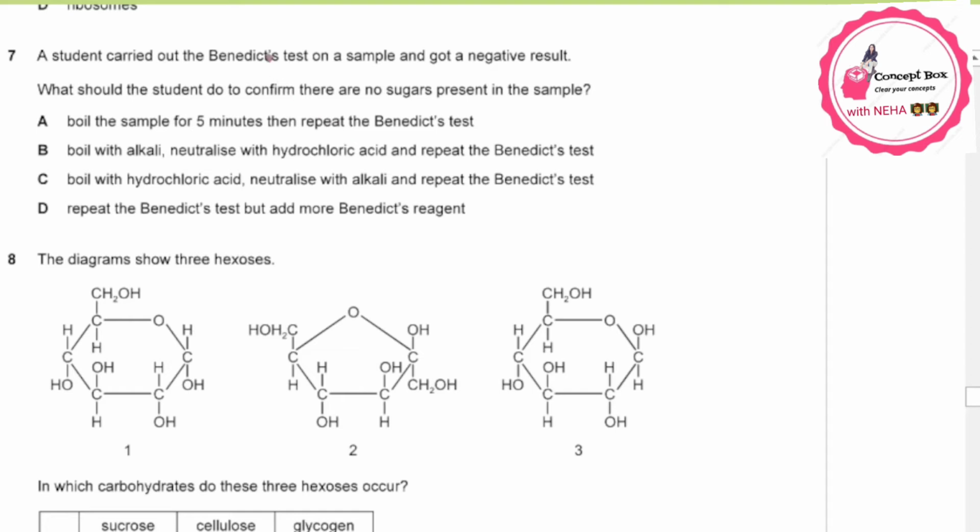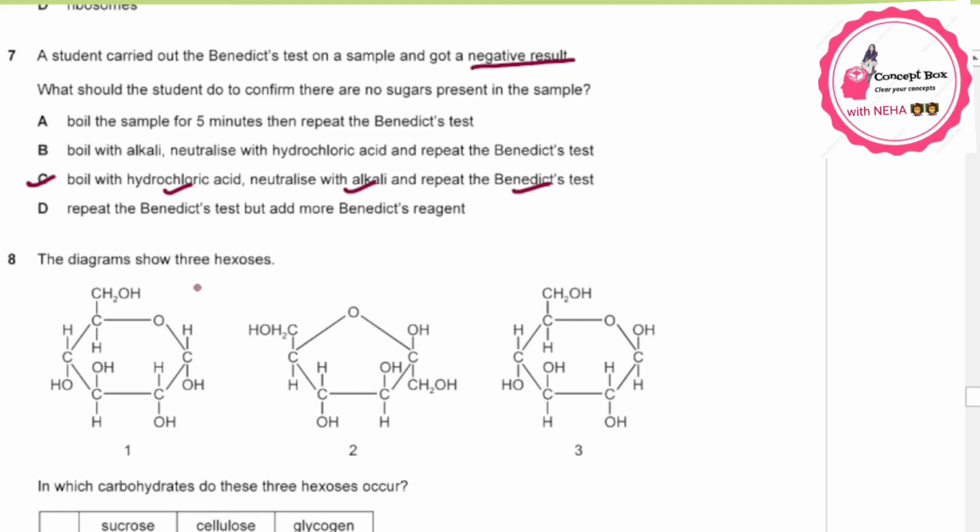a student carried out a Benedict test on a sample and got a negative test. So what would be the reason and how can he confirm that there is no sugar? In such a case he should boil that sample with hydrochloric acid, neutralize with alkali, and then repeat the Benedict test. It may occur when non-reducing sugars are present.